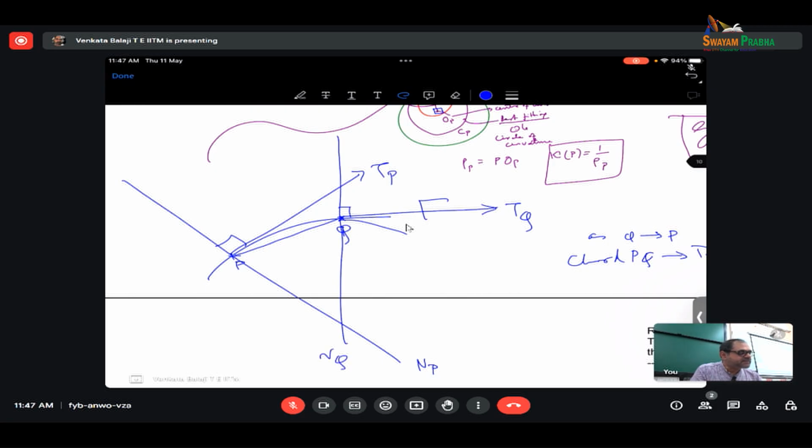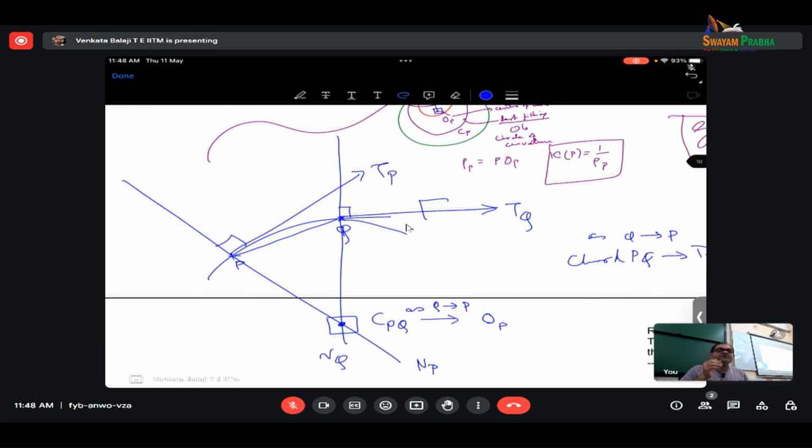Okay, and these two lines intersect at a point. Now you know what we are going to do. We take the limit as Q tends to P, and this intersecting point, which I call C_PQ, will tend to the center of curvature O_P as Q tends to P. There's something funny going on here.